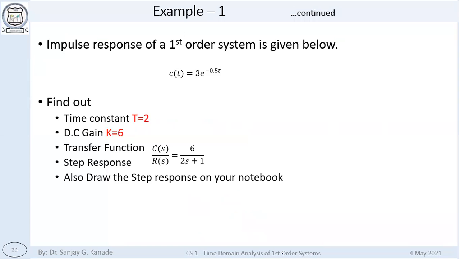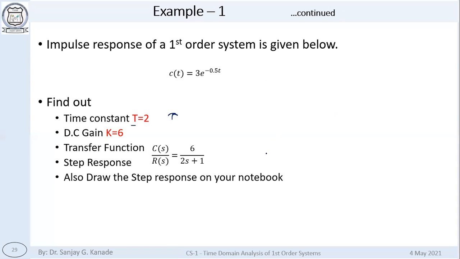Half of the part we have now solved. T is equal to 2, K is equal to 6. DC gain is 6 and time constant is 2. By the way, in some books, instead of this capital T, you may see the letter tau. That is also used many times for representing the time constant. So don't get confused just because of the notation.